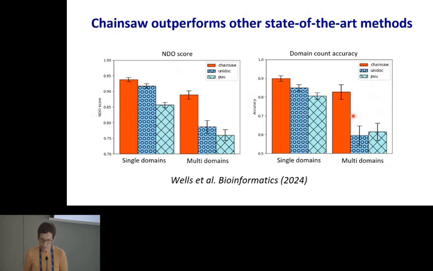And as with all our tools, we try to benchmark them against other cutting edge algorithms at the time, and this is really essential. So we benchmarked against Unidoc, which was one of the key algorithms at that point. And you can see that for multi-domain proteins, it performs really well.